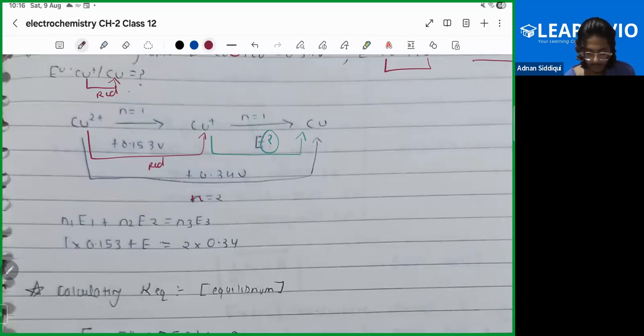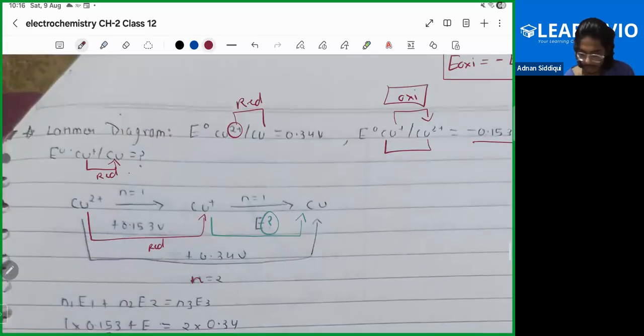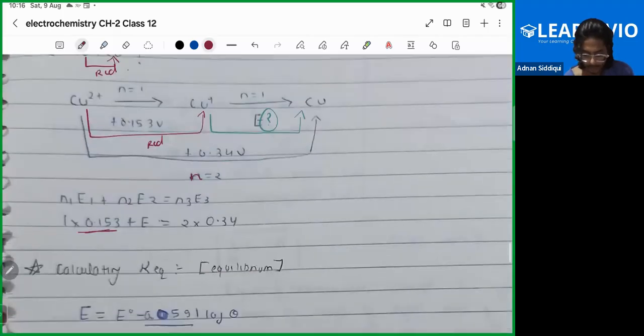So here n is 1. The E1 is given, which is 0.13. For this one, you have to calculate n2E2. Let me write it. This is your n1, this is your n2, this is your n3. So you have to calculate this one. You will put it here, E, and you have been given n3 as well. After solving this, you will get the value for your E. Basically, just relate.